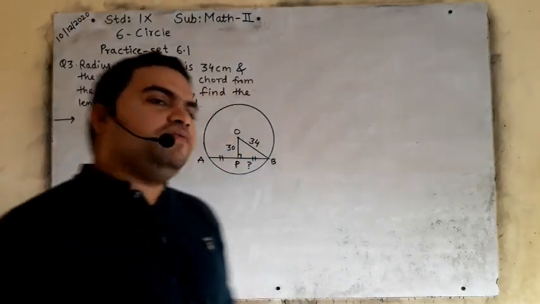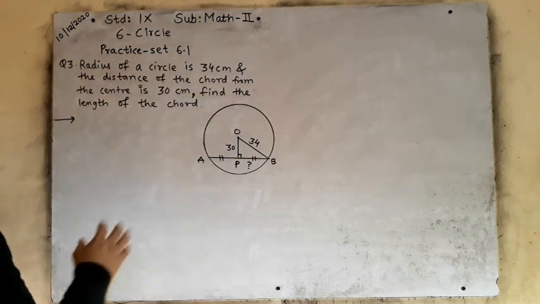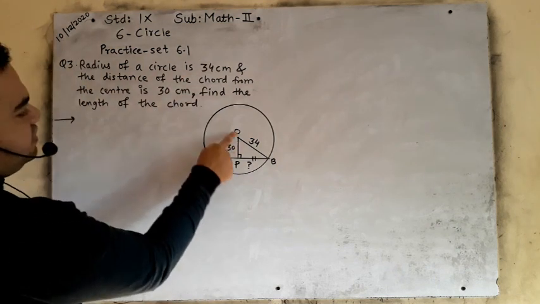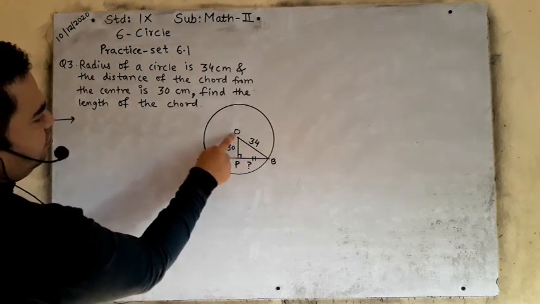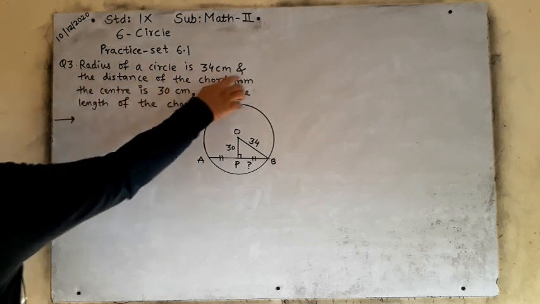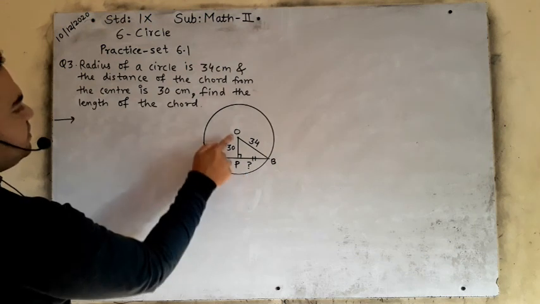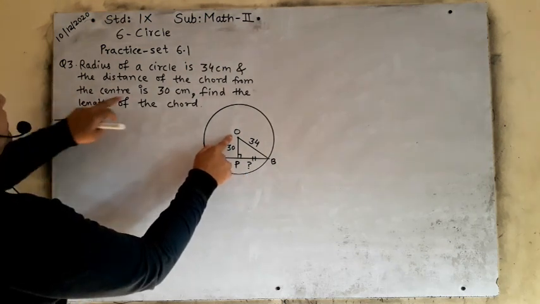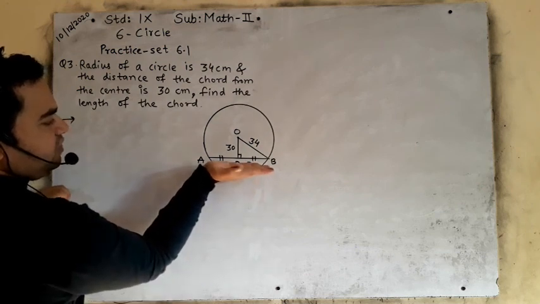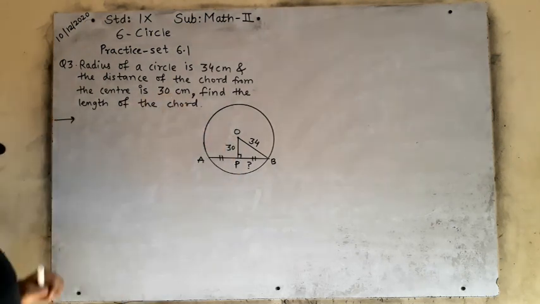So dear students, now we will see the third sum of practice set 6.1. Please look at the board and understand the question first. The radius of a circle is 34 centimeter. Segment OB is a radius of the circle, 34 centimeter, and the distance of the chord from the center is 30 centimeter. AB is the chord, and the distance from center to chord is 30 centimeter. It is given.